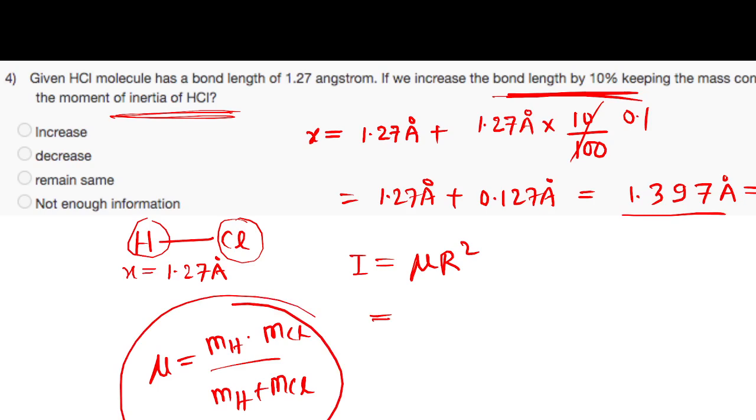But we are changing bond length, that is we are changing r, and we see that I is directly proportional to r square. So when we increase the bond length, what will happen to this moment of inertia? It will increase, correct? Option 1.